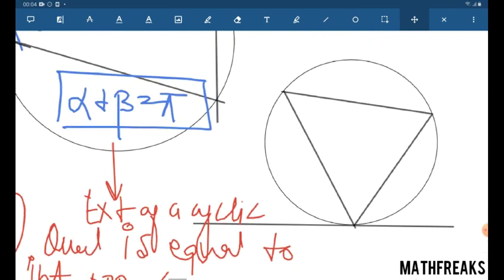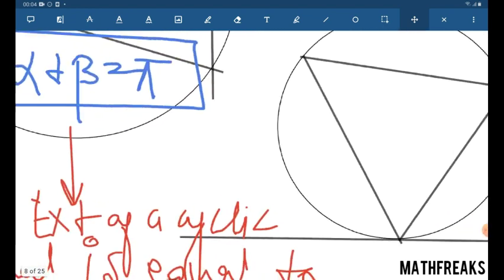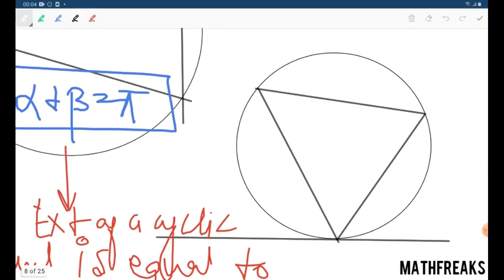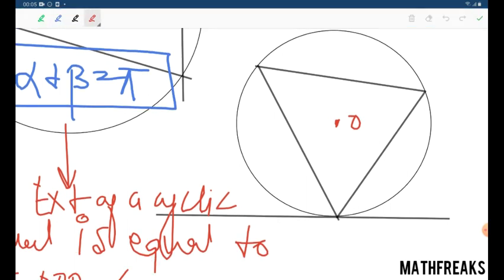Another thing is about tangent. What is a tangent? A tangent is a line touching the circle at only one point. If this is the center of the circle, then the radius drawn to the point of contact is perpendicular to the tangent at that point of contact.